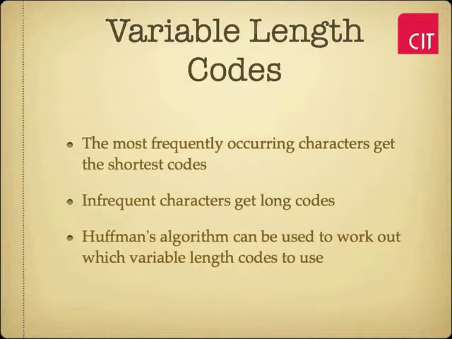So the main point with variable length codes is that the most frequently occurring characters get the shortest codes, and the infrequently occurring characters get long codes. And that gives you a saving overall.